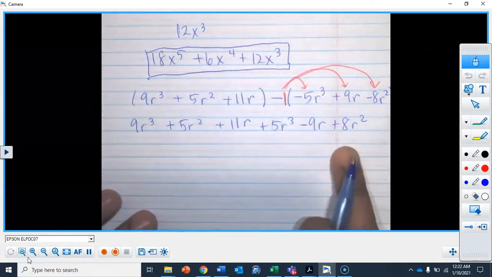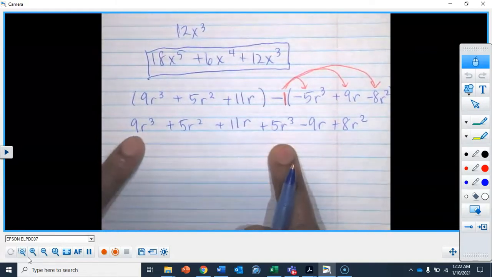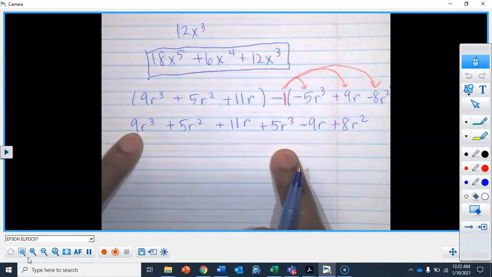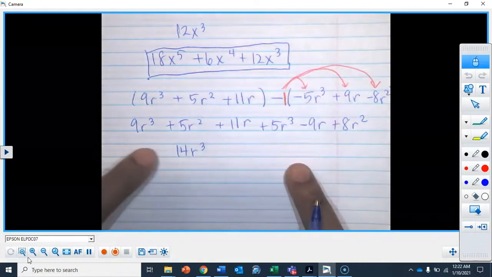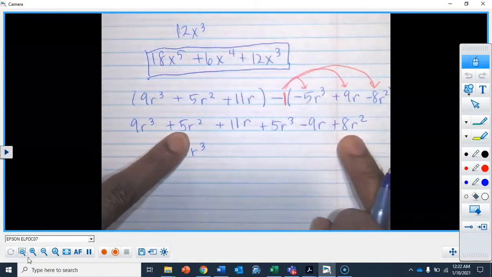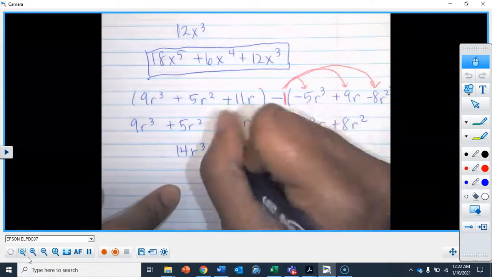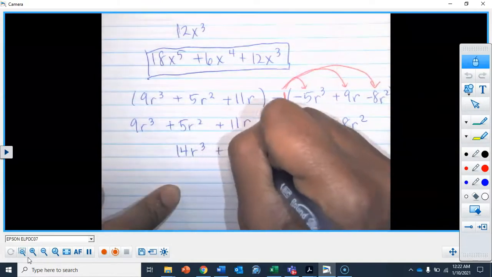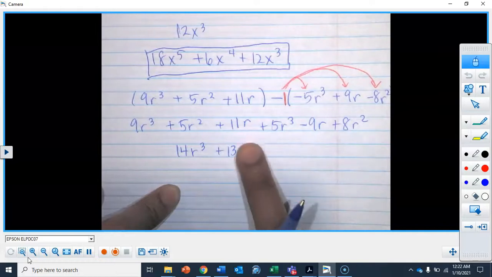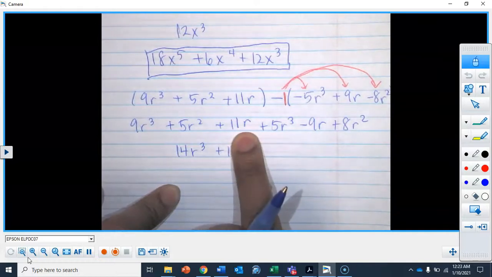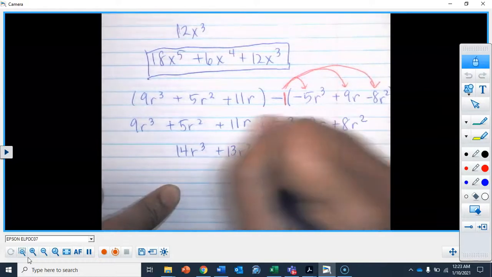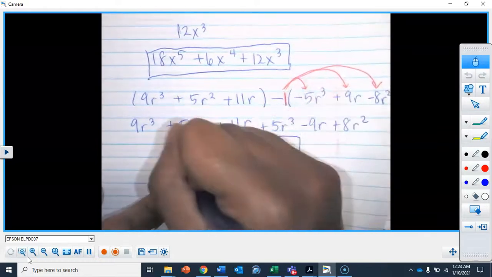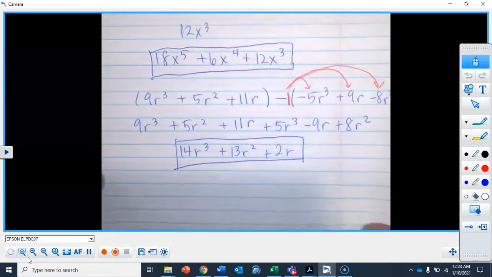Right? So now we will begin to combine our two r to the third power. So 9 plus 5 is 14. Don't forget to put r cubed. And then for the 5r squared and 8r squared, we get 13r squared. And then of course if we do 11r minus 9r, that's a positive 2r. Done. Okay, that's how easy it is.